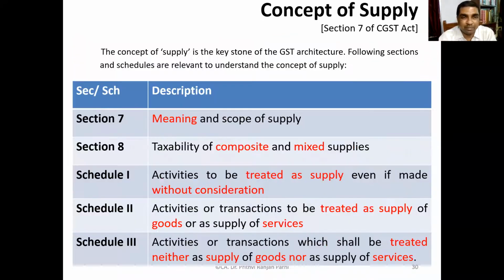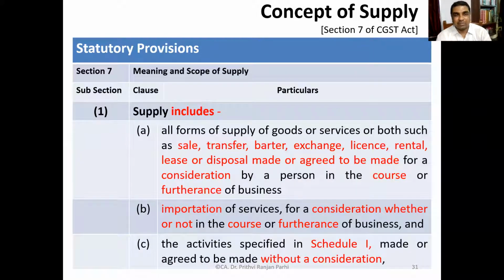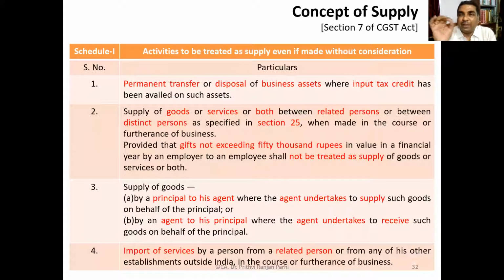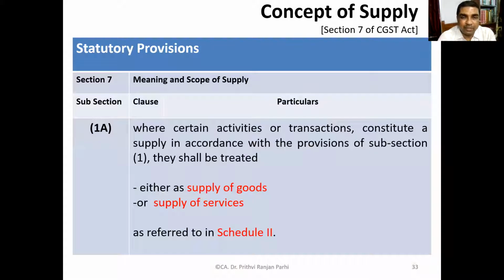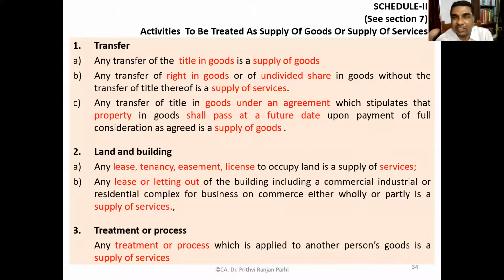Friends, what we have studied so far, let me quickly recapitulate those things. We understood that supply includes so many things. It also includes import of services, even if not connected with the business. But we know there are certain activities in Schedule 1, where even if consideration is not there, still that will be regarded as supply. And after that, we moved to Schedule 2. There we have understood that there are certain activities where this particular schedule says that it will always be treated as supply of goods. And some situations where it will always be treated as supply of services.